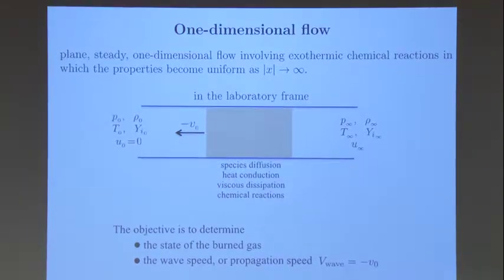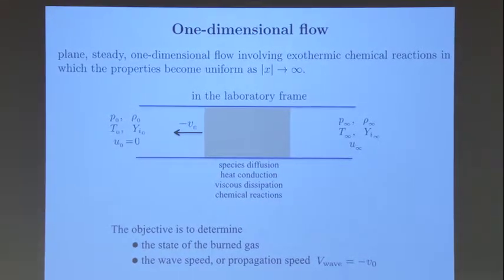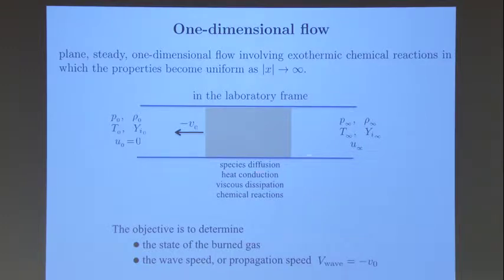So we want to ask the question, what kind of such waves are possible? If that's the case, then they leave behind pressure, density, temperature, which is denoted by the subscript infinity. The objective of this discussion is to determine the state of the burn gas, in other words, how these values relate to the initial values, and of course the wave speed. What is the speed V naught that this wave propagates into the quiescent mixture?